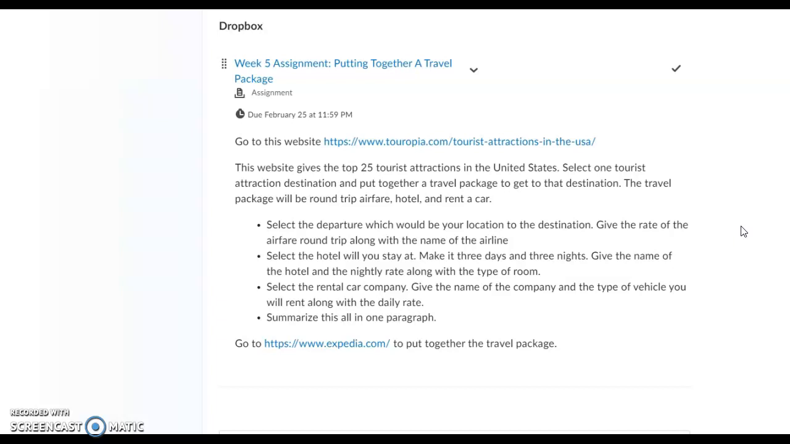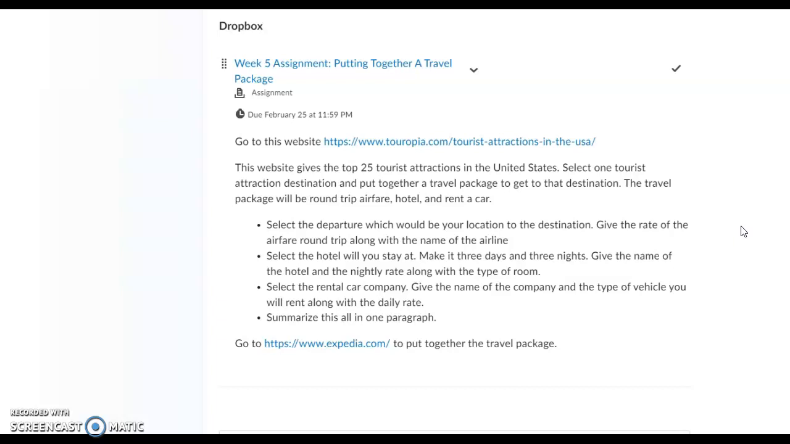Now, the points that you want to definitely include: select a departure. I want everyone to follow the instructions on this. Give the rate of the airfare, the round trip, along with the name of the airline. Select the hotel you're going to stay at. Make it 3 days and 3 nights. Give the name of the hotel and also the nightly rate, along with the type of room. Then select the rental car company. Give the name of that company and the type of vehicle you will rent along with the daily rate.